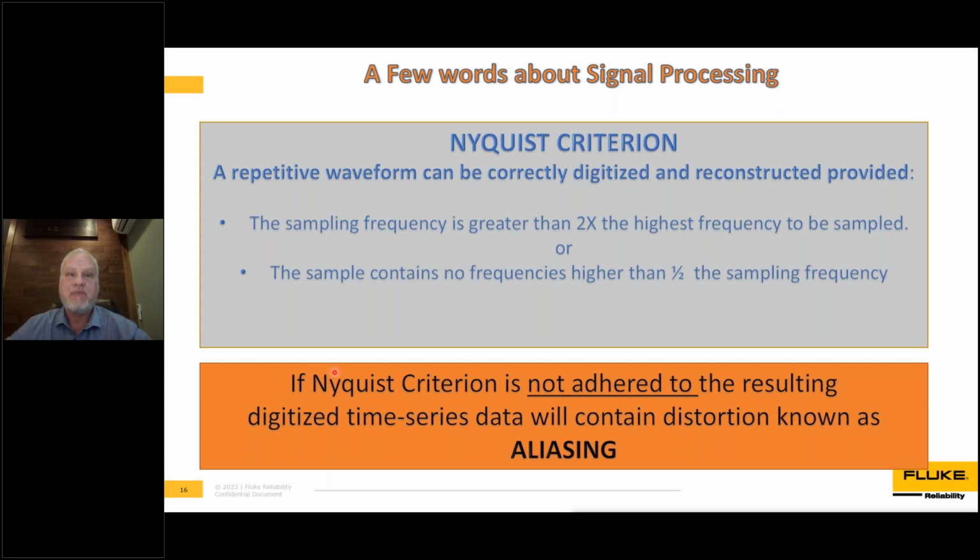Again, making the point, if Nyquist criteria is not adhered to, the resulting digitized time series data will contain a distortion known as aliasing, otherwise referred to as false signals or fake signals in our data, and we have to stop that at all costs.